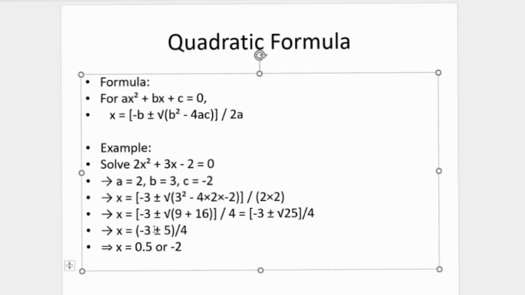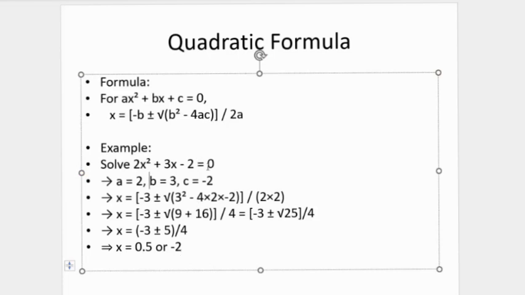So if you solve with the plus, you're going to have minus 3 plus 5, which is 2 over 4, which is 0.5. And if we solve with the minus, you're going to have minus 3 minus 5, which is minus 8 over 4, which is minus 2. And there you have your answers. So this is the quadratic formula method for solving quadratic equations.